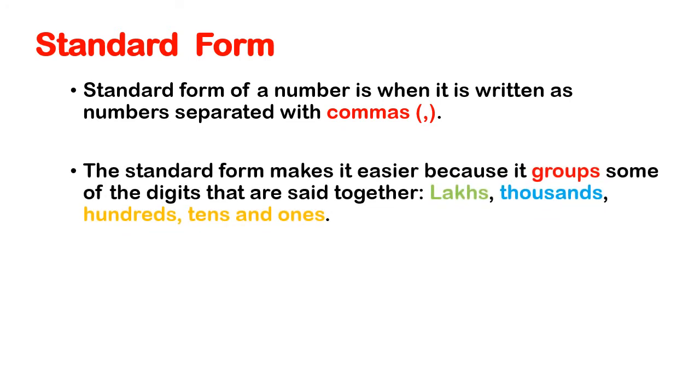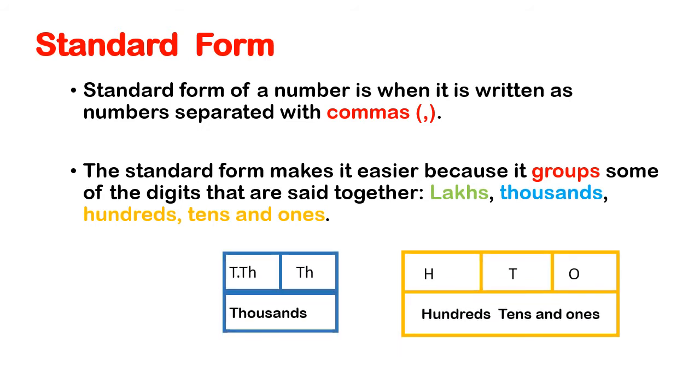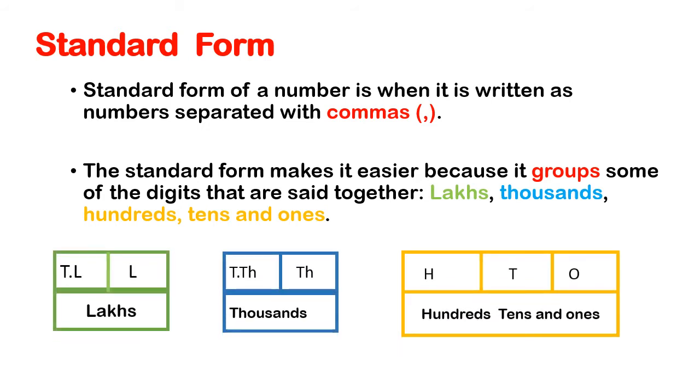The standard form makes it easier because it groups some of the digits that are set together, like lakhs group, thousands group and hundreds, tens, ones group. We'll see this is hundreds, tens, ones group, then thousands group, then lakhs group. So 10 lakhs and lakhs come under lakhs group, 10,000 and 1000 come under thousands group. Then hundreds, tens, ones come under hundreds, tens, ones group.